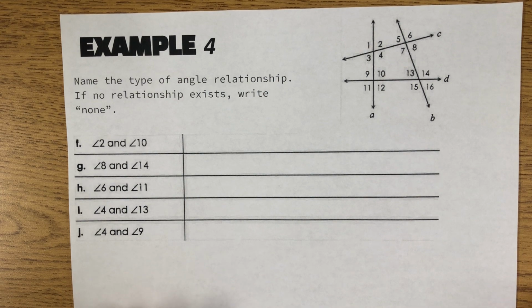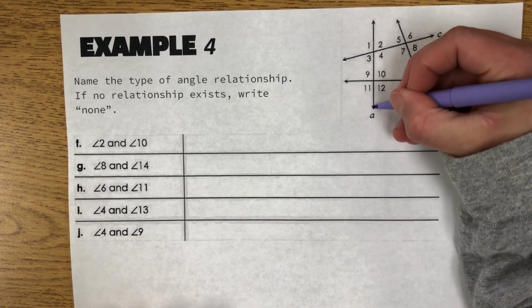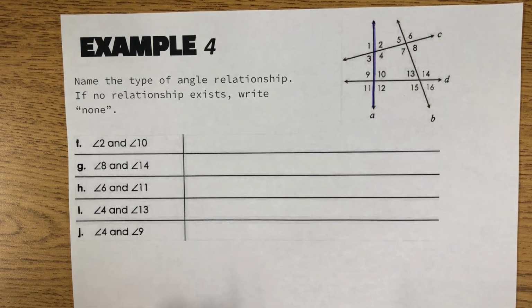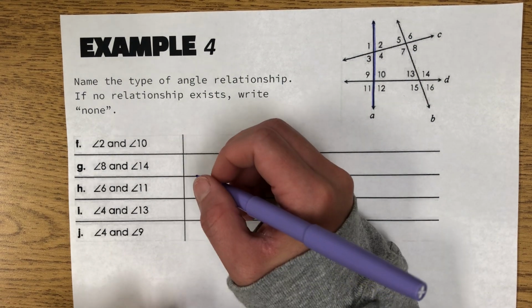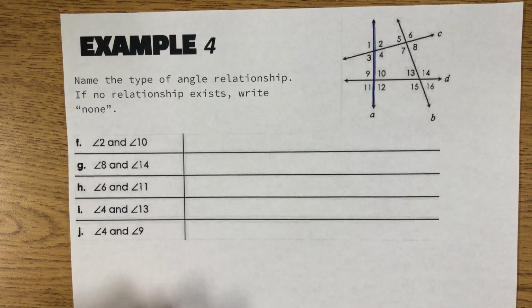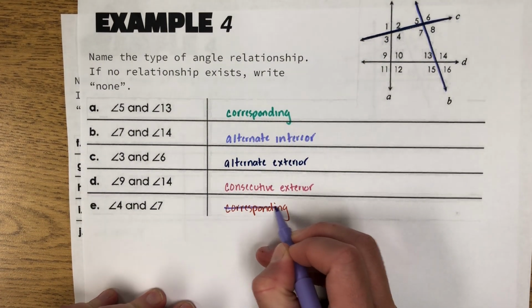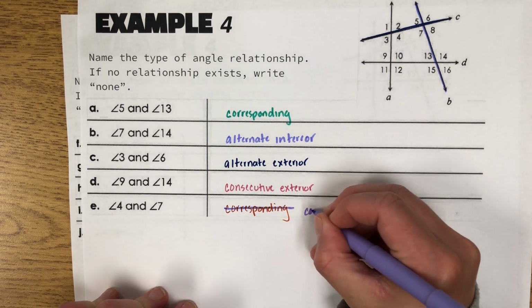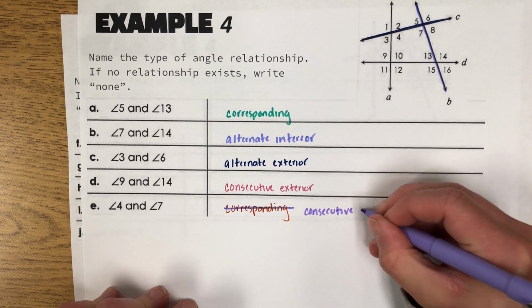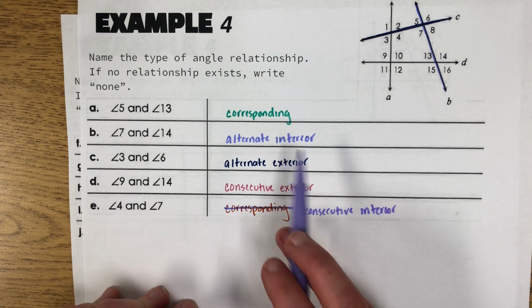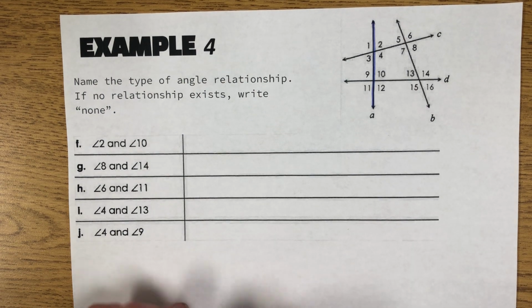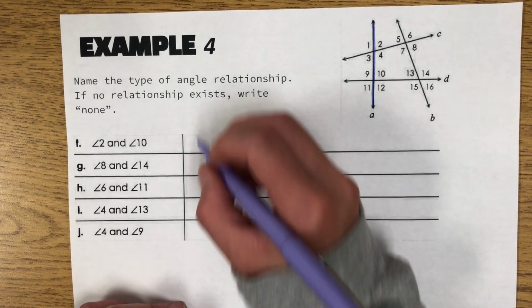So F, 2 and 10. Let's look at 2 and 10 using this line as our transversal. Those would be listed as corresponding angles. I'm sorry, let's go back. This is not right. 4 and 7 is consecutive interior. I'm sorry. Let's go ahead and fix that. Make sure all of the other ones are correct. That looks good. All right, fix that on E. And then F will be angle 2 and angle 10, which would be our corresponding angles.